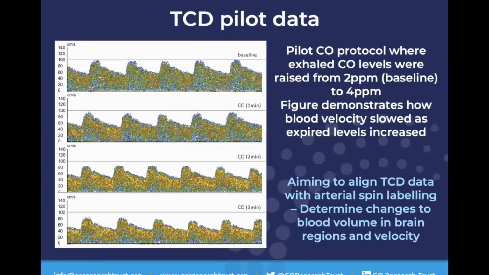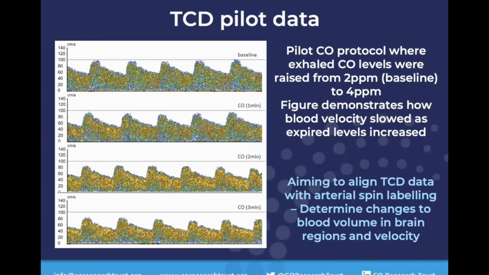We have also started running our pilot CO protocol, which consisted of using a 2-litre bag of CO mixed in air, sufficient to raise exhaled CO levels from 2 to 4 parts per million in this particular case. This is comparable to the levels used in previous fMRI data that I've discussed. The gas is delivered via a custom-made breathing tube and administered over several minutes. Here, I took repeated TCD measurements every minute after the initial exposure to see how blood velocity measurements were affected and how that changed with time.